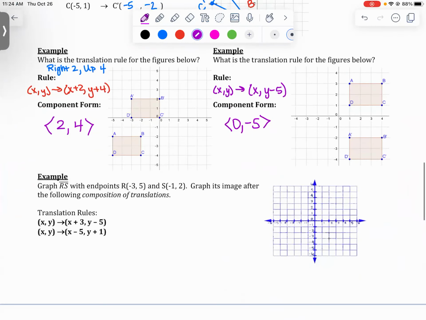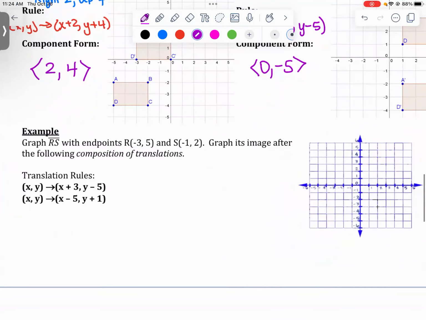Now, it is possible to have a composition of transformations. So basically, we're going to do not only 1, but 2 transformations. Okay, so let's go ahead and graph our S. So R is at -3, 5. And S is at -1, 2.